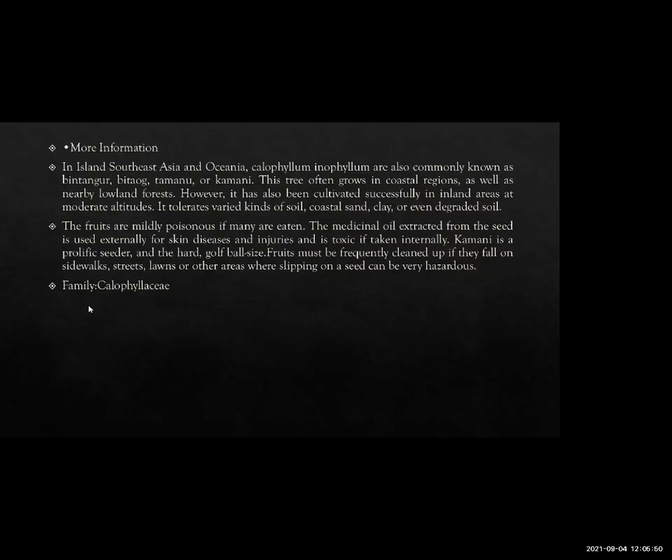Threats, least concern. More information. In island Southeast Asia and Oceania, Calophyllum inophyllum is also commonly known as bintangor, bitaog, tamanu, or kamani. The tree often grows in coastal regions as well as nearby lowland forests.